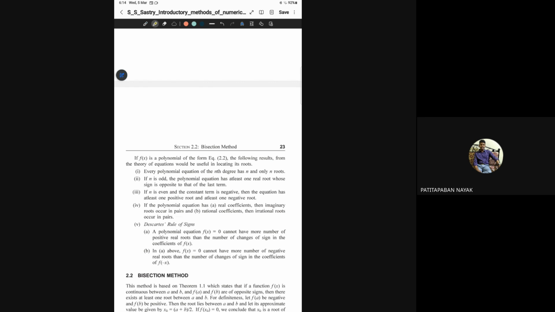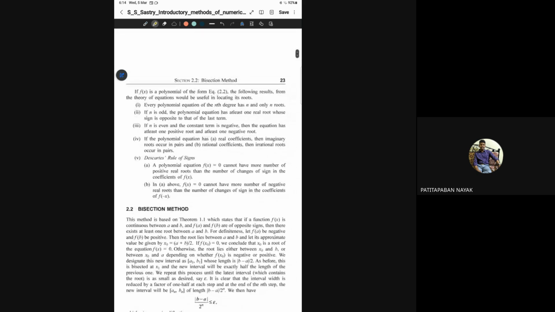The coefficients are a0, a1, a2, so it will depend on their signs whether there are positive real roots or not. And f(x) equal to 0 cannot have more negative real roots than the number of changes of sign in the coefficients of f(-x). Okay. So the most important part is the first one. Every polynomial equation of nth degree has n roots.